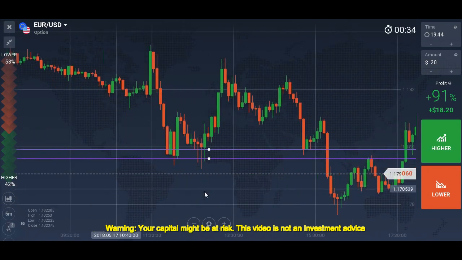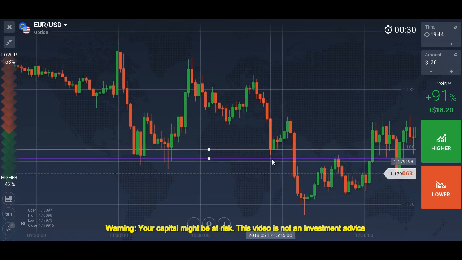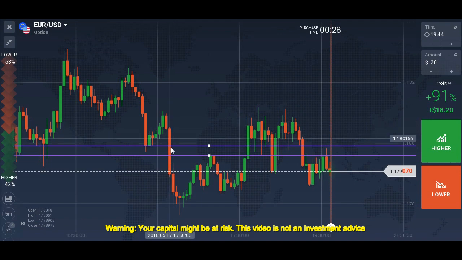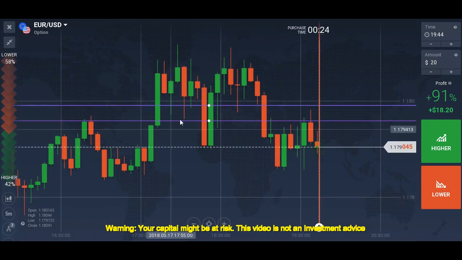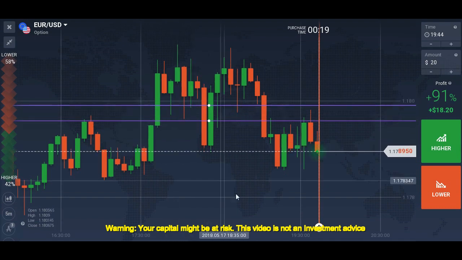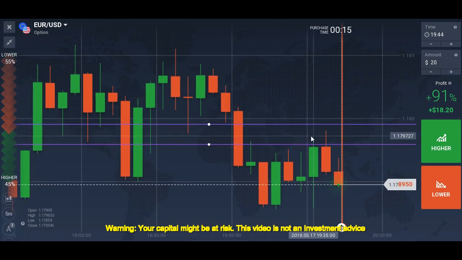If you look carefully here, it was previously a good support. It worked here as a support, then it's been broken. It worked here as a resistance, then it again been broken. It again worked as a support, good support, almost five times. Then it again broke, then it worked once, and this was the second attempt of its breaking.